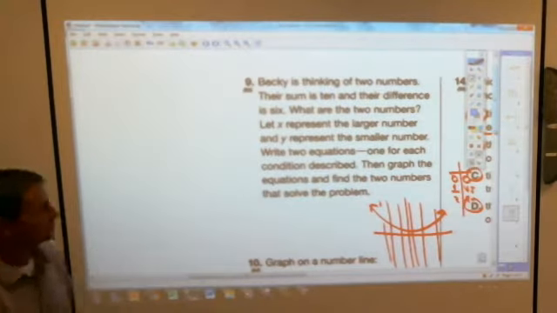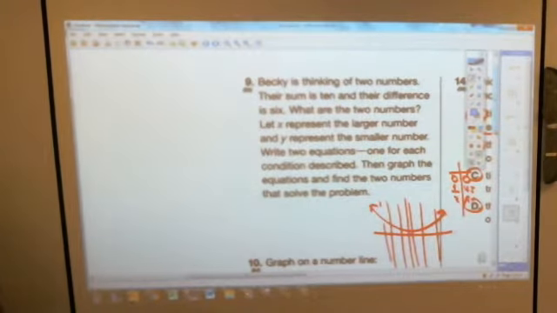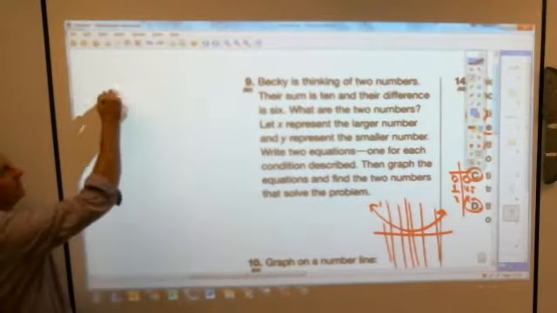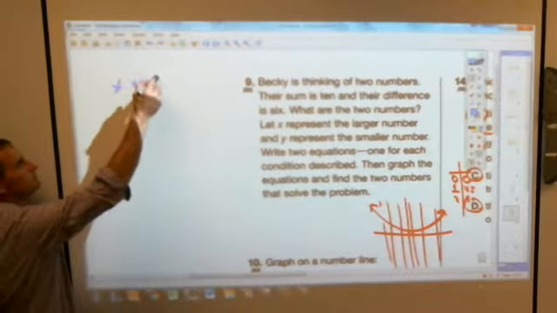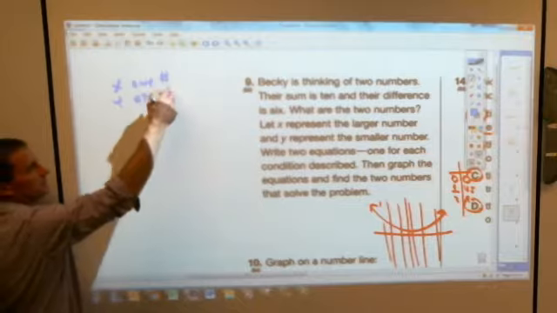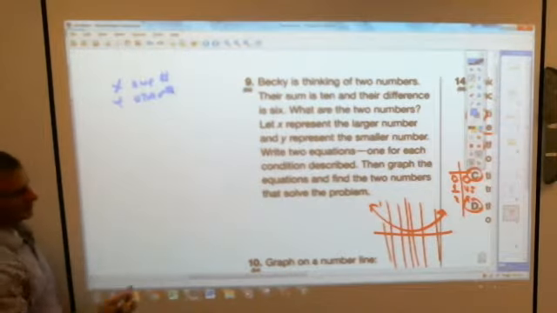Becky is thinking of two numbers. Their sum is 10. Their difference is 6. Here is how you do it. Look, two different numbers. Make one x. X is one number, and y is the other number. You probably could do this without graphing, but it said to graph it.